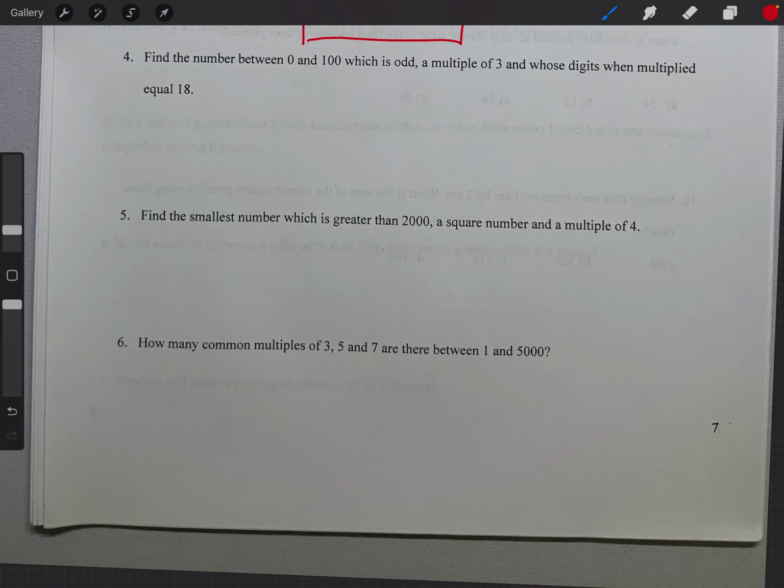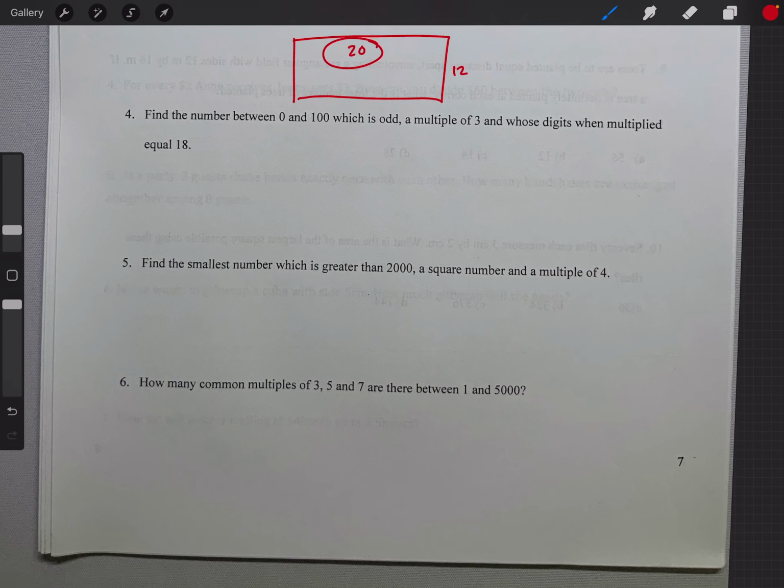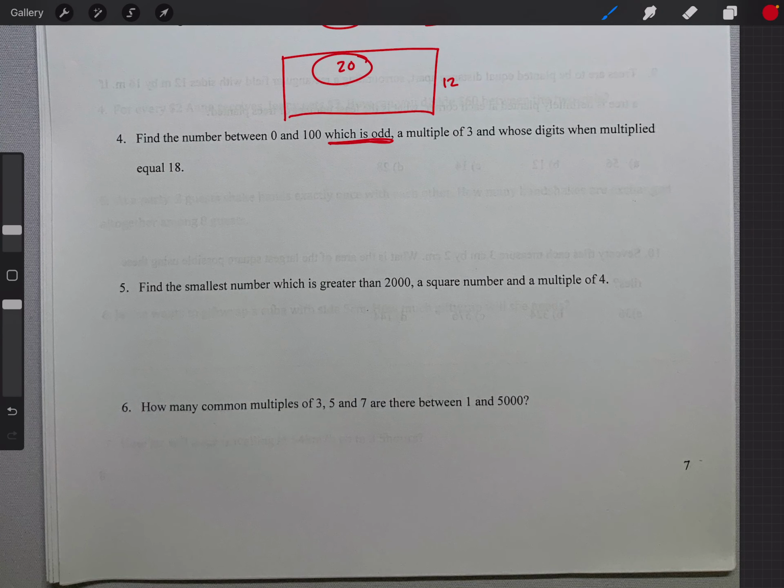Question 4. Find the number between 0 and 100, which is odd, a multiple of 3, and whose digits when multiplied equal 18. Okay, odd numbers, you've got 50 of them, so that doesn't really help us narrow it down very much. Multiples of 3, you've got 33 of them, so that does help, but not enough. But the last one, whose digits when multiplied equal 18, helps us narrow it down a lot better. So we're going to use this one.